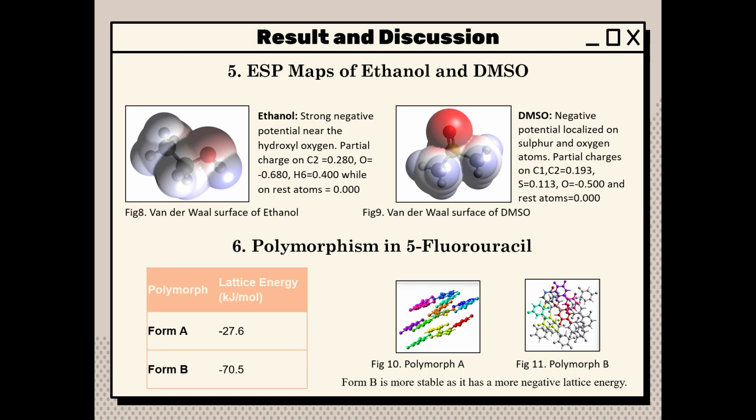I compared the two forms, Form A with the lattice energy of minus 26.6 kilojoules per mole and Form B with minus 70.5 kilojoules per mole lattice energy. Clearly, Form B is more stable as its negative lattice energy is significantly higher, indicating stronger intermolecular forces in this polymorph.